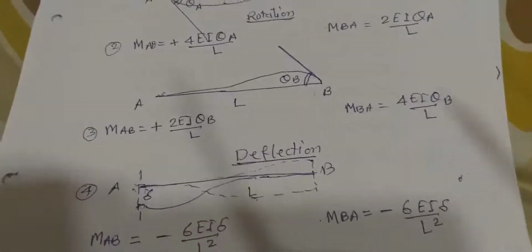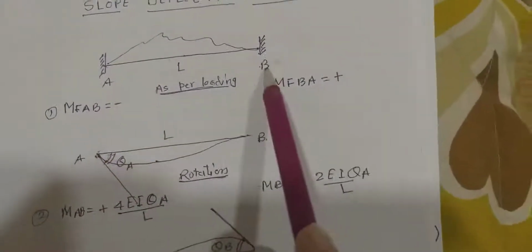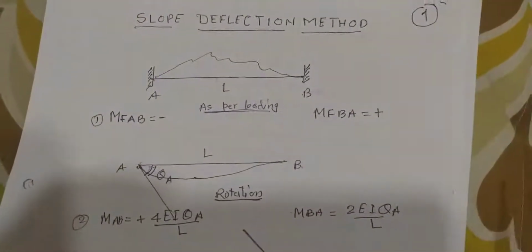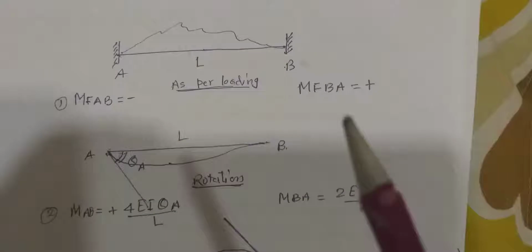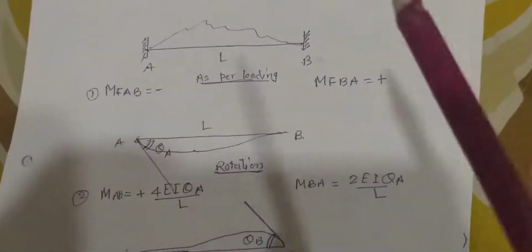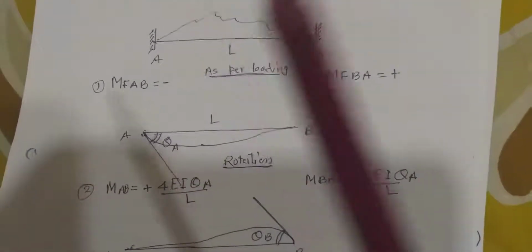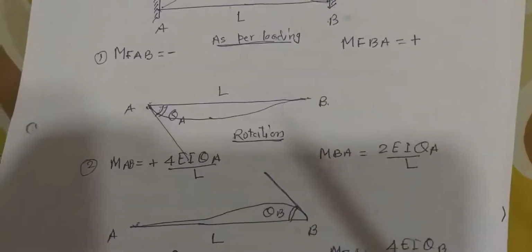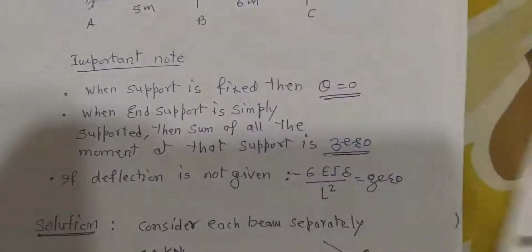All four types of moments are to be considered on each and every joint, each and every support. Now this is the basic concept for calculating the slope deflection method, by which we can find out the moments. Now we'll start with one problem.